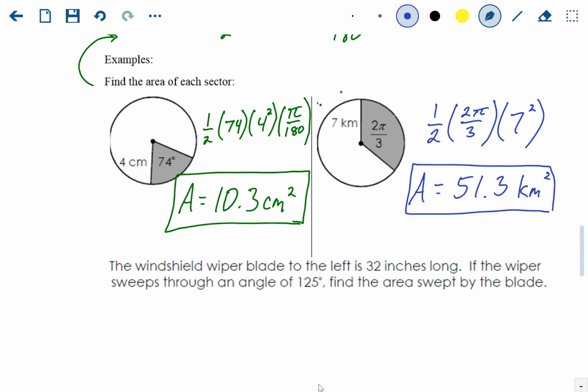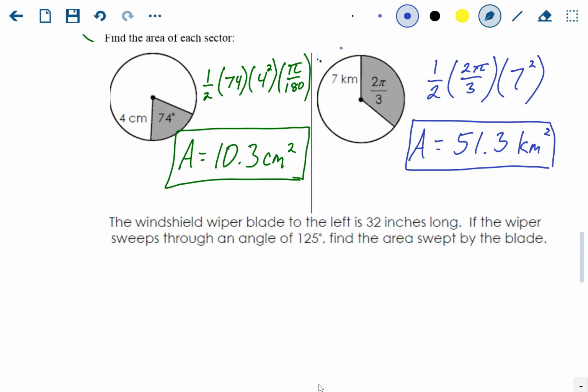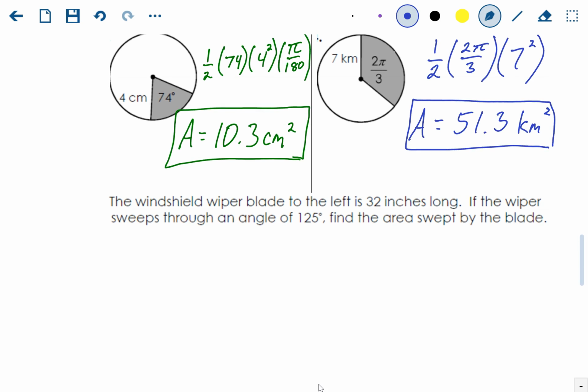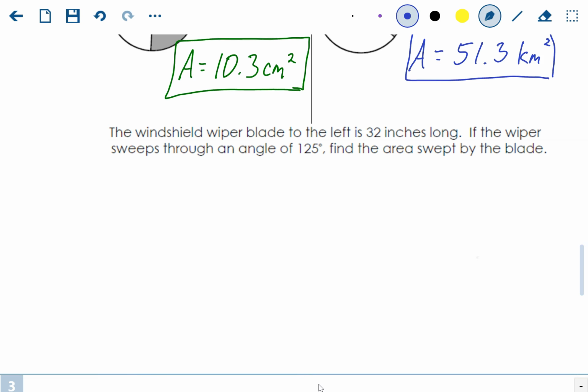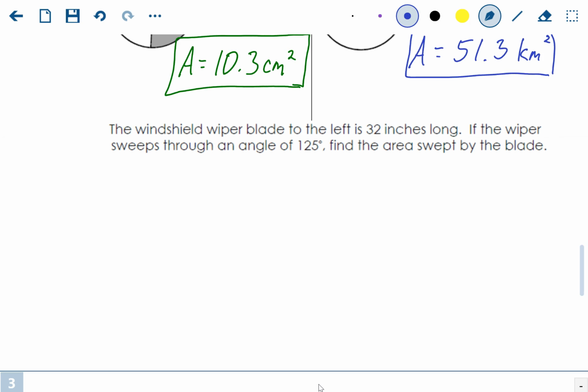All right, then just like yesterday, we have a word problem. This one's kind of tricky. Windshield wiper blade to the left, I didn't put the picture in, is 32 inches long. If the wiper blade sweeps through an angle of 125 degrees, find the area swept by the blade.